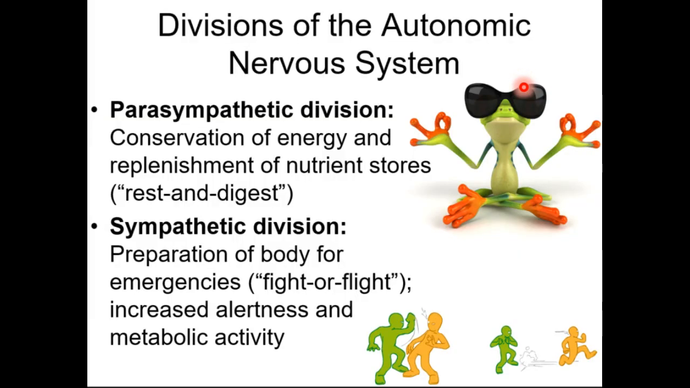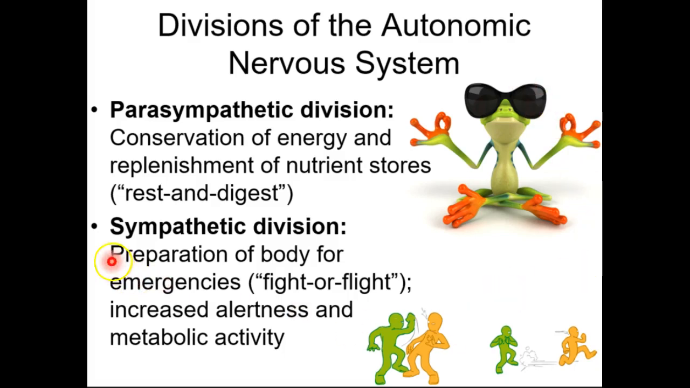So in general, if you want to really categorize the functions of these two different divisions, we'll say the parasympathetic division is the rest and digest system. It's going to slow things down. It's going to allow for digestion, so it's going to cause some vasodilation in the GI tract. It's going to be for bringing your heart rate down, breathing less.